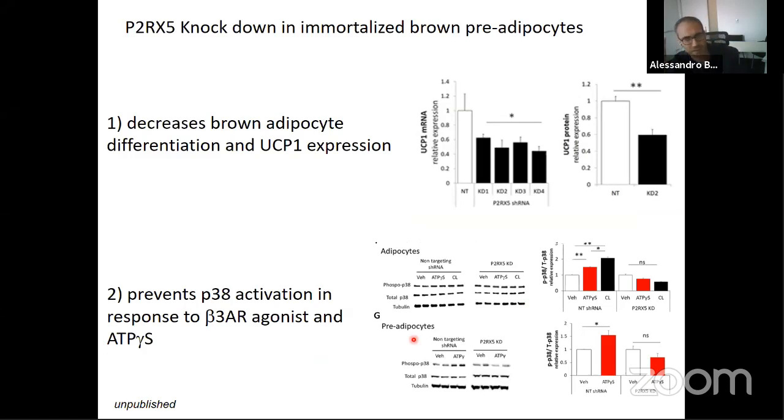And then we generated, and this is a lot of unpublished work, the P2X5 knockout immortalized pre-adipocytes, okay? And this is consistent with our story. When you knock down the P2X5, not complete knockout, but about 50% knockdown, the adipocytes are much less likely to differentiate, and they express much less UCP1. And when you stimulate them with either ATP gamma S or the classical beta-3 agonist CL-316,243, what you observe is essentially a complete absence of response in terms of p38 and other pathways. So the cells at this point are less able to respond to stimuli which mimic the sympathetic transmission.